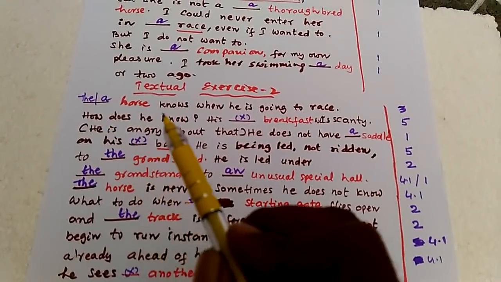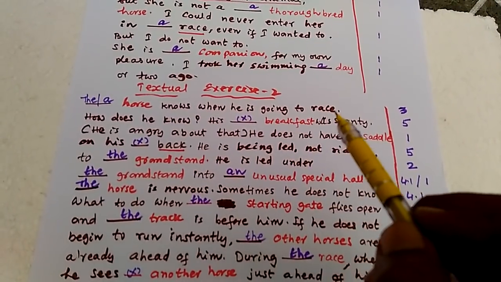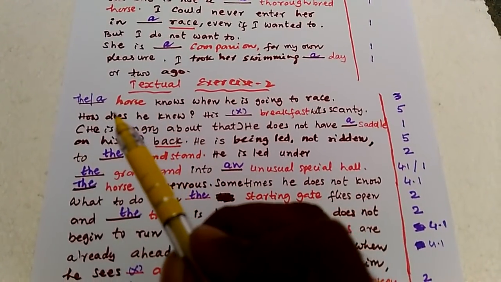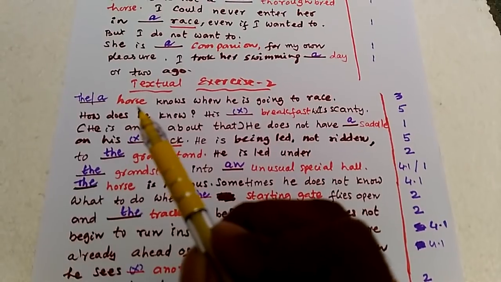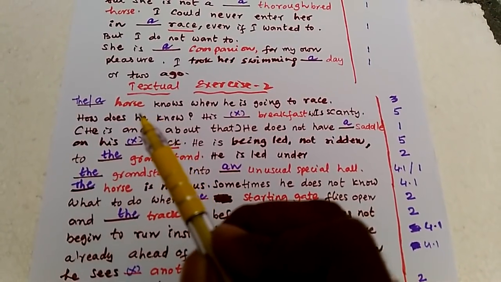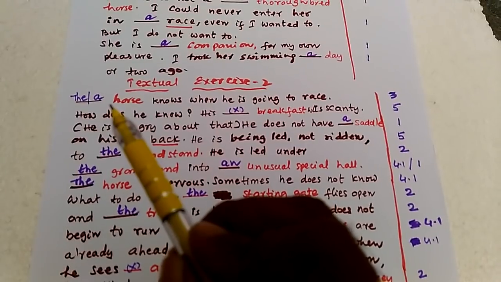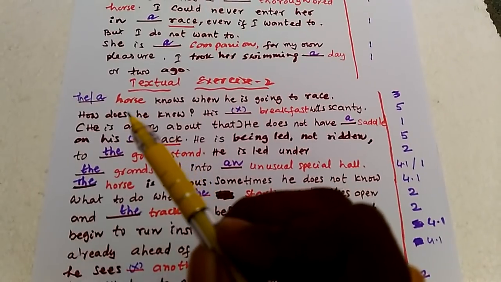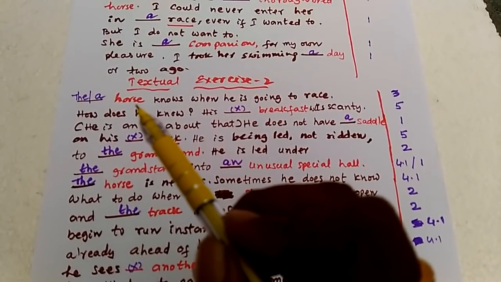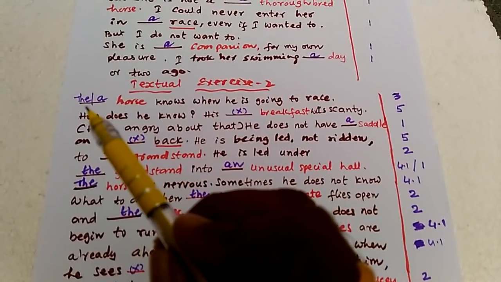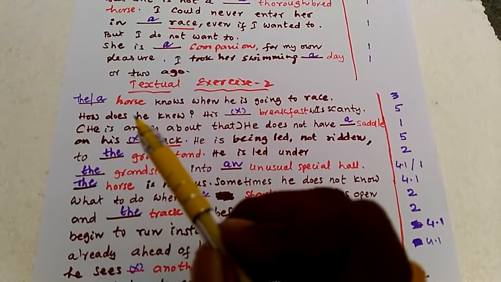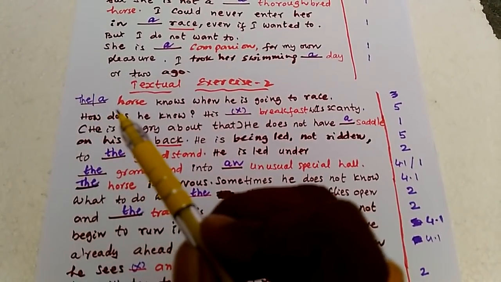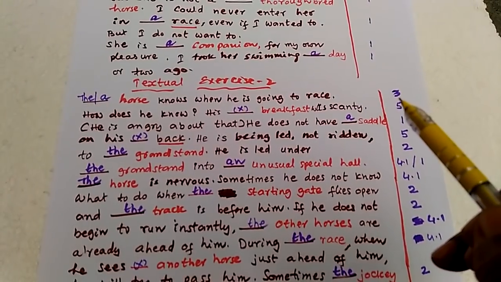For example, dash horse knows when he is going to race. This is the rule number 3. Rule number 3 tells us that when there is a blank before a noun in the subject part, we should write the, or a, or an. So the answer will be 3. Here, if you want to make a generalization for the whole class or whole group, then the answer will be the. If you want to generalize from a single unit of horse, then we can write a. So both answers are right. This is according to rule number 3.